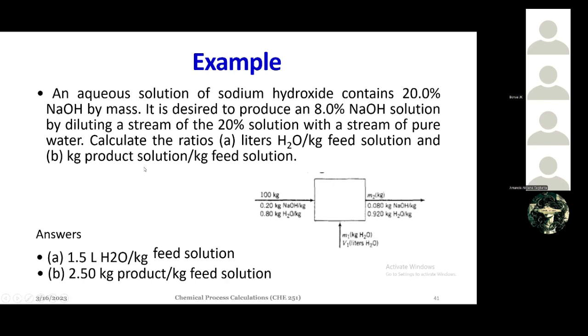You perform your material balance. 100 should be equal to M2 plus M1. Then you can do a balance on the water. 100 times 0.8 should be equal to M2 times 0.92 plus your M1 times 1, because the water is 100% here. And then you can do your balance on the sodium hydroxide too. And when you solve, you should get these answers.